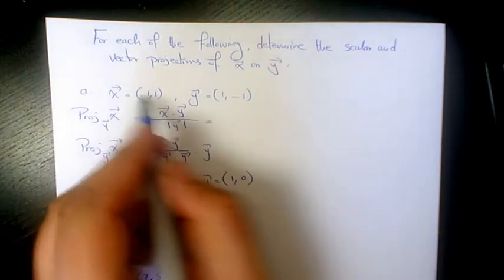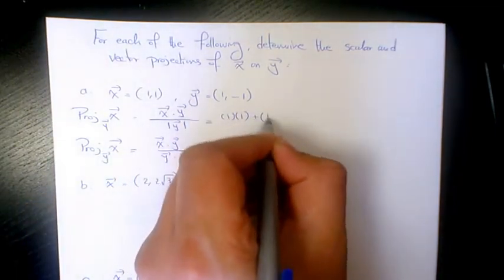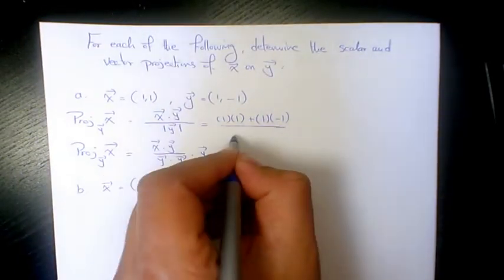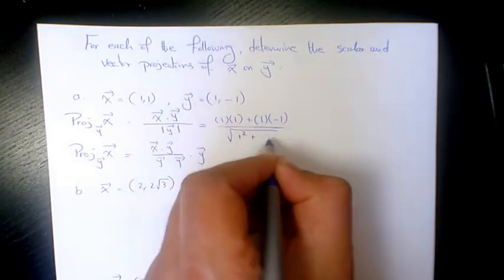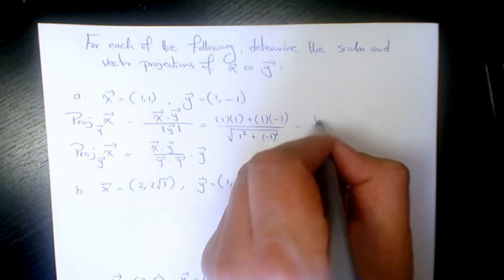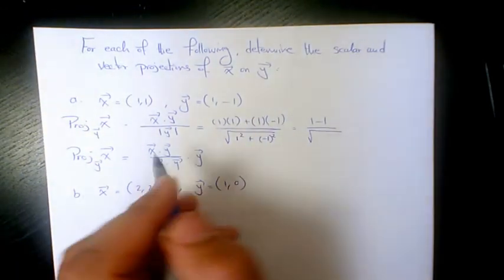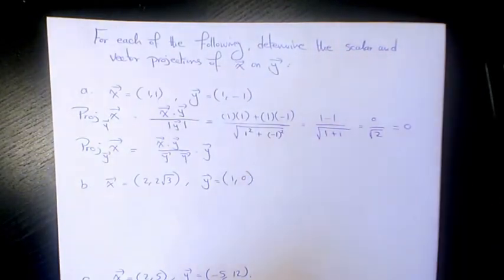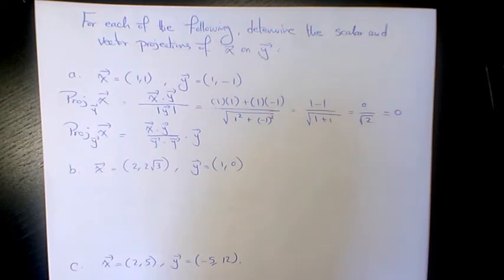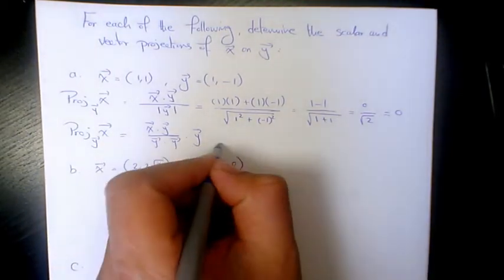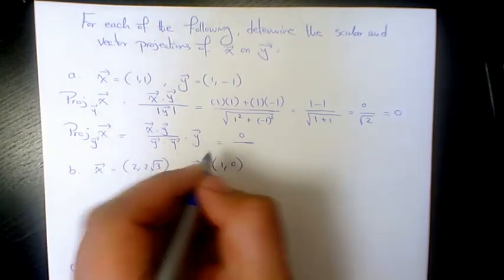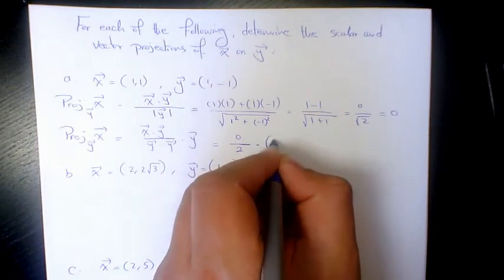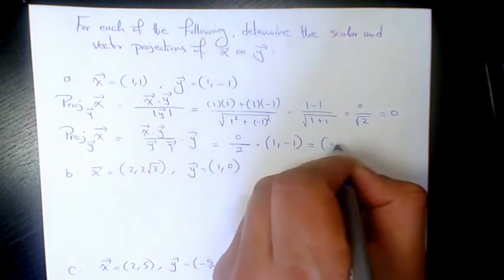So the dot product of x and y is 1 times 1 plus 1 times negative 1, divided by the magnitude of y, which is 1 squared plus negative 1 squared. That will be 1 minus 1. Here we have 1 plus 1. There's 0 divided by root 2, which is going to be 0. Next one, the dot product is 0 divided by 2, dot y, which is 1 and negative 1. When you multiply it, that's going to be 0 and 0.